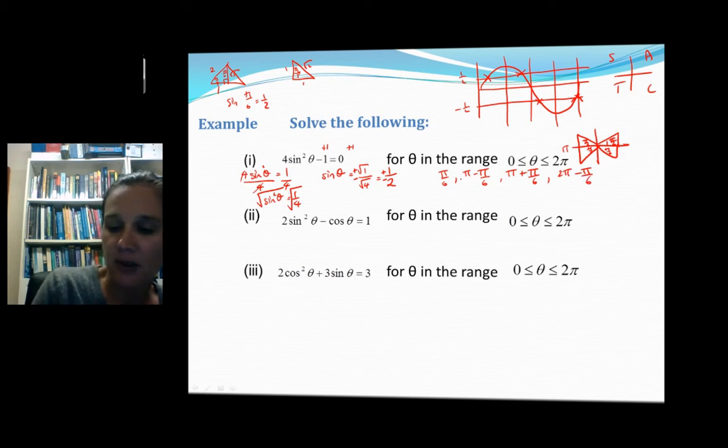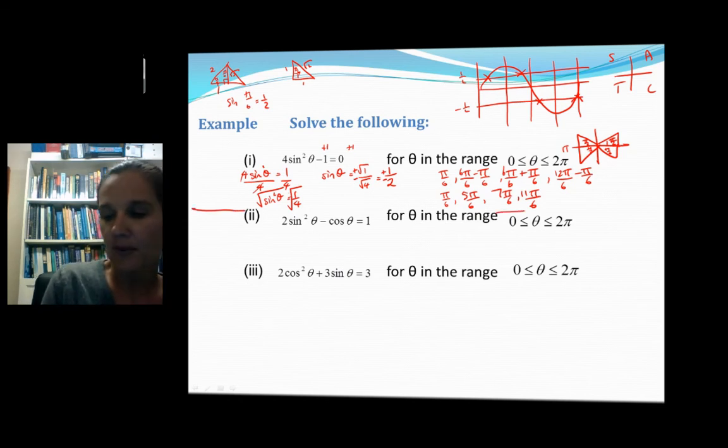So we can make these values we can work with here. So we've got 6 on 6, 6 on 6, and here this becomes 12 on 6. So our values end up being pi on 6, 5 pi on 6, 7 pi on 6, and 11 pi on 6.